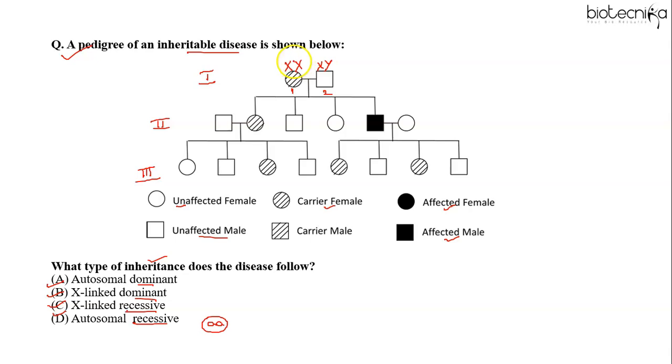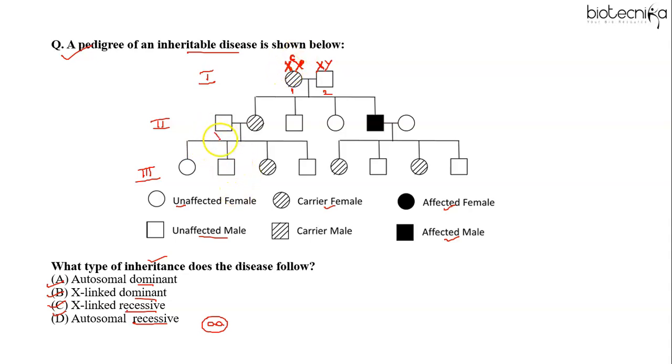So let's say these are 2 X chromosomes. Since the male is unaffected, he will definitely have a normal X chromosome, whereas the female is a carrier, so she is heterozygous. Let's denote one of the X chromosomes with the affected allele. Let's say C is the affected allele on the X chromosome.